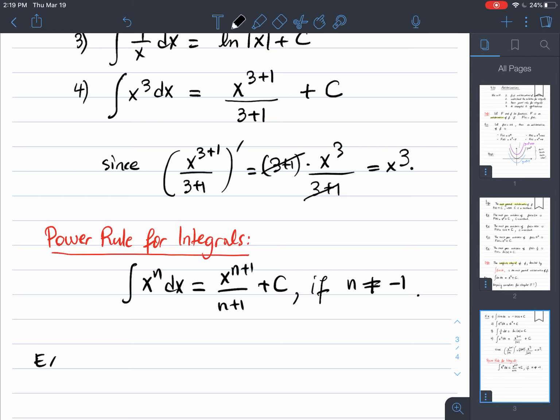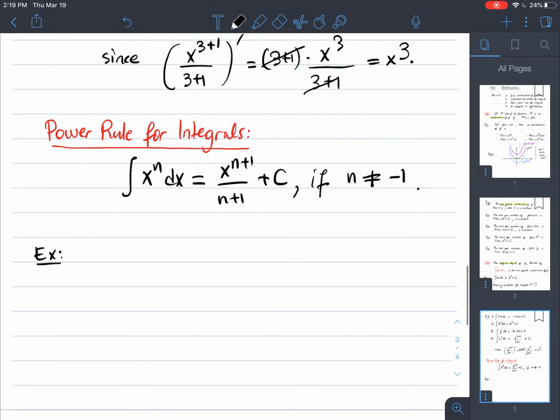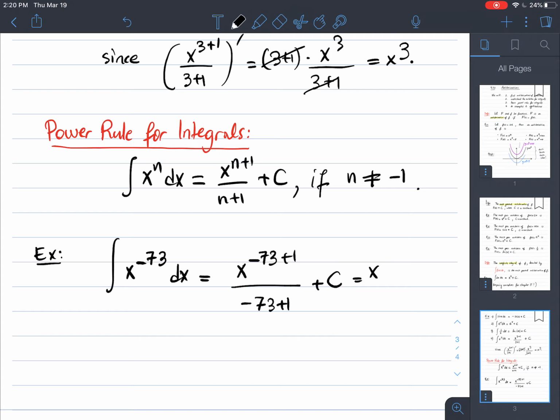So for example, the integral of x to the power of negative 73 should be equal to x to the power of negative 73 plus 1 over negative 73 plus 1 plus c. So this is x to the power of negative 72 over negative 72 plus c. Okay.